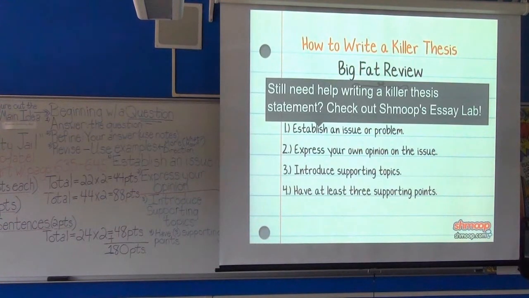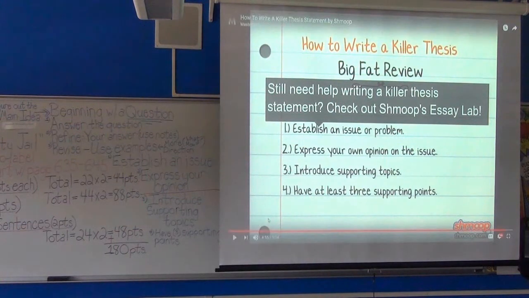Big Fat Review. 1. Establish an issue or problem. 2. Express your own opinion on the issue. 3. Introduce supporting topics. 4. Have at least 3 supporting points.